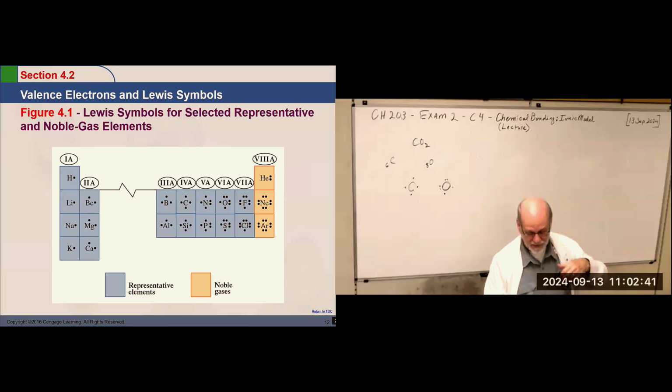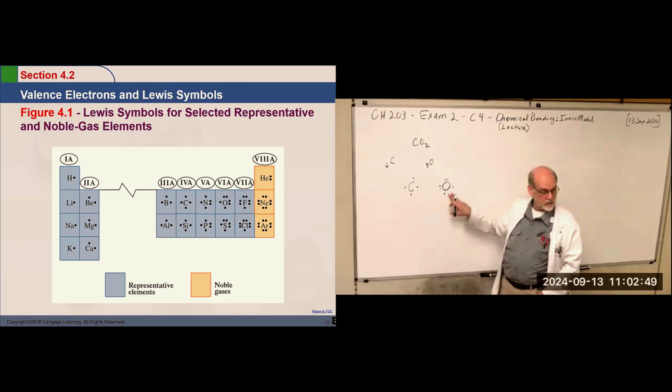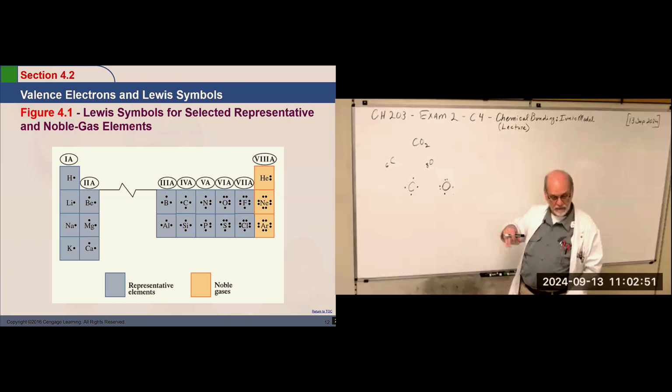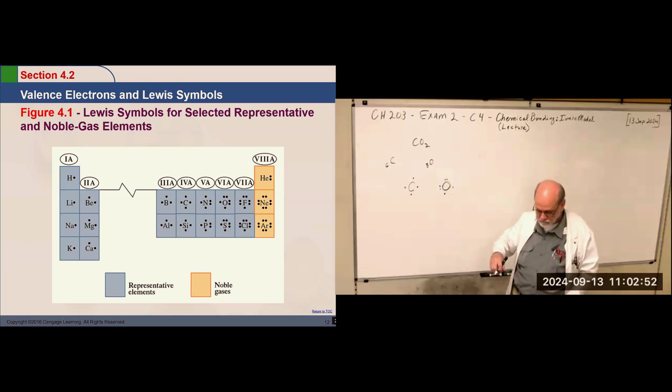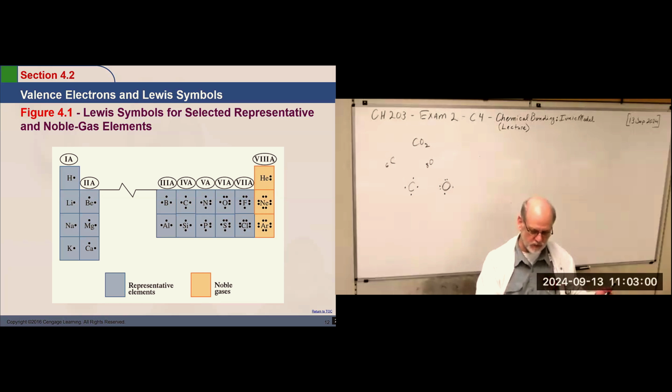So how many do we need to complete the outer shell? In this one, we need 4 electrons. And here we need 2 electrons. Okay? And noble gases don't need any. Helium's got its duet, neon and argon have their octets already.